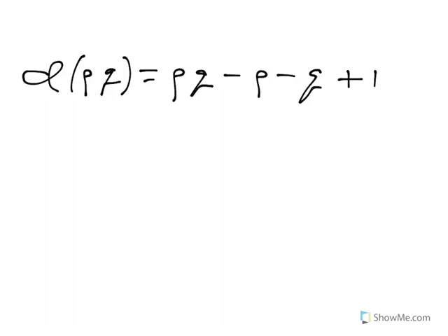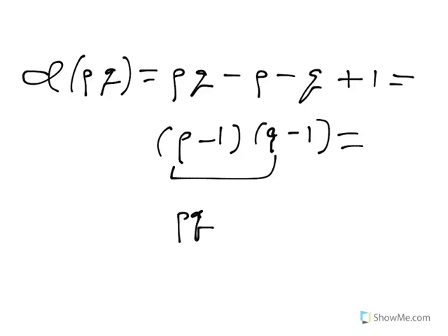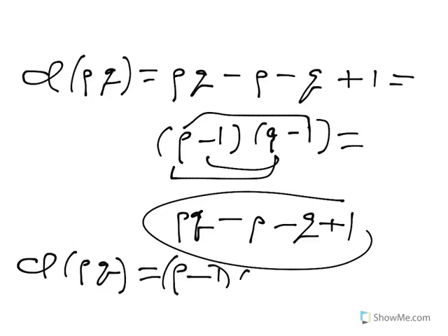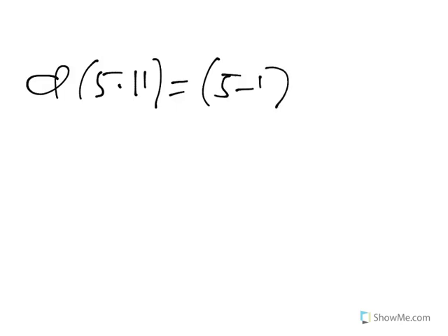Now there's something sneaky, something that's equal to this. It's p minus 1 times q minus 1. Take a look. If I multiply these out using FOIL, I get pq minus p minus q plus 1. So the really easy way of doing this is just subtract 1 from each of the factors and multiply the numbers together. So now if I say what's phi of 55 or what's phi of 5 times 11, they're both primes. It's just going to be 5 minus 1 times 11 minus 1 equals 40.